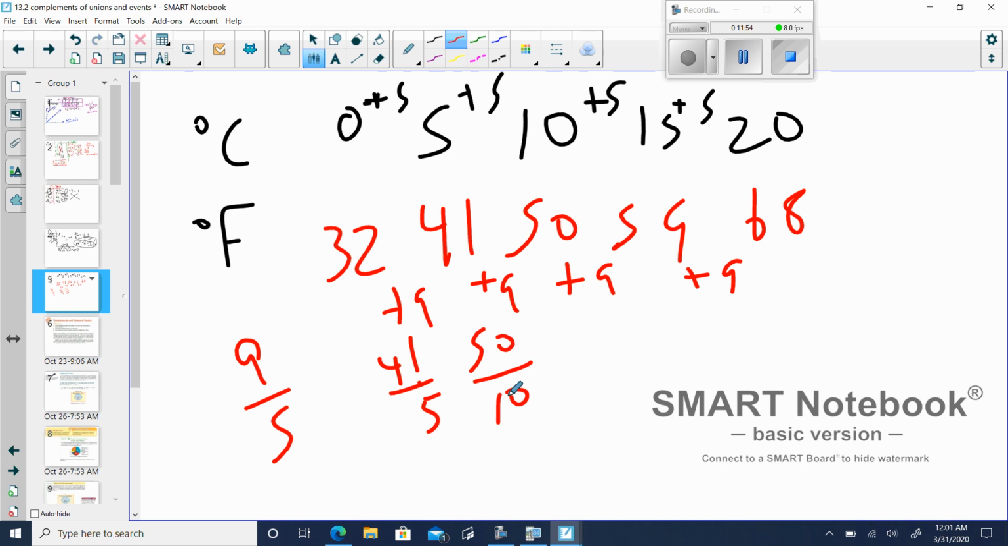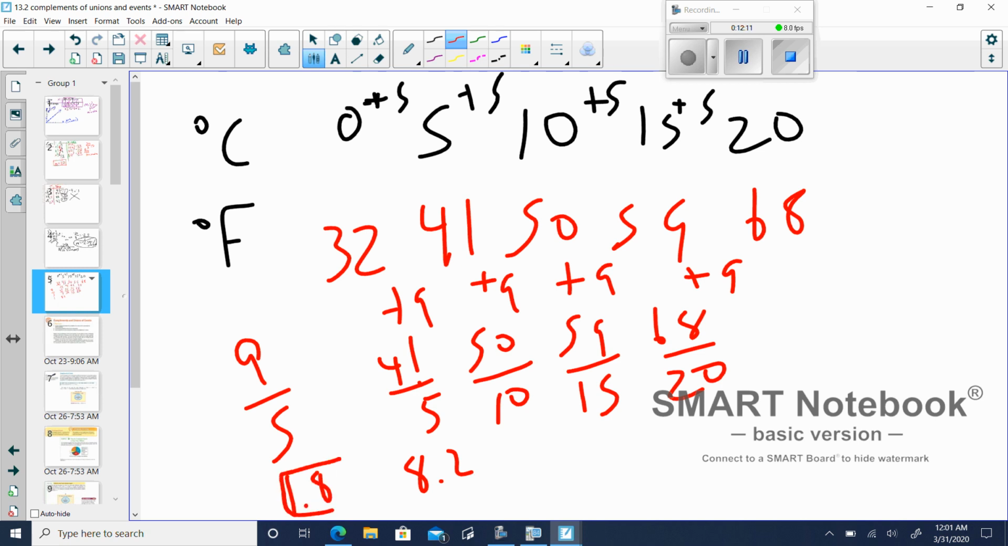Ah, geez, guys, that's going to be a problem for us. Because what we see here is 41 over 5, it's 8.2. If we're thinking 9 to 5, that's like 1.8 per. So here it's 8.2, 50 over 10 is 5, so 59 over 15 is approximately 3.9. So the ratios as we go across, they're not the same.